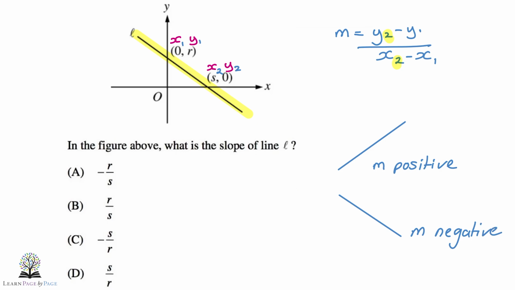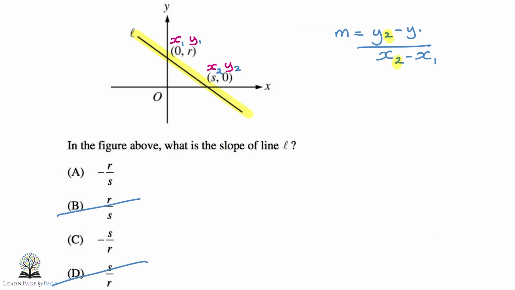And look at our answers. We've got two negatives and we've got two positives. So we can cross two of those options out immediately because we're going downhill. We've got a negative, so it can't be B and it can't be D. So now let's work out what it actually is.